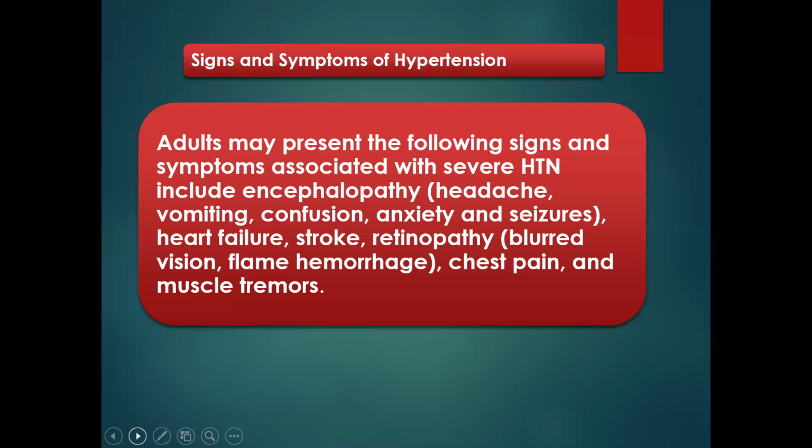Also, it can lead to formation of a clot. As blood has burst, it needs to clot. And that clot might be moved from that place to another part of the brain where it may get lodged. And when it gets lodged, that leads to paralysis, because that part of the body will no longer be functioning as the cells controlling it in the brain are no longer receiving oxygen. Then retinopathy, that is blurred vision and seeing of hemorrhage in the person's eye, chest pain, and muscle tremors. These are signs and symptoms associated with severe hypertension.